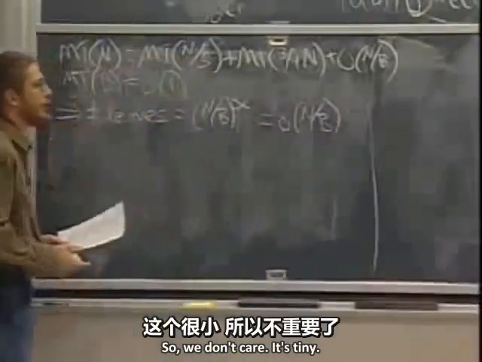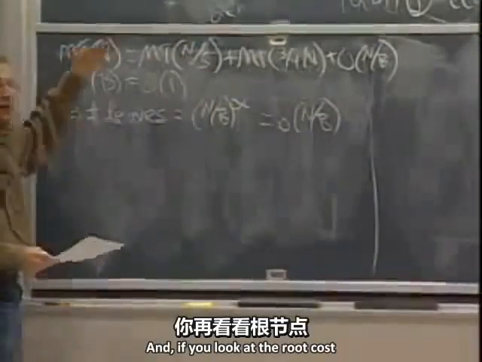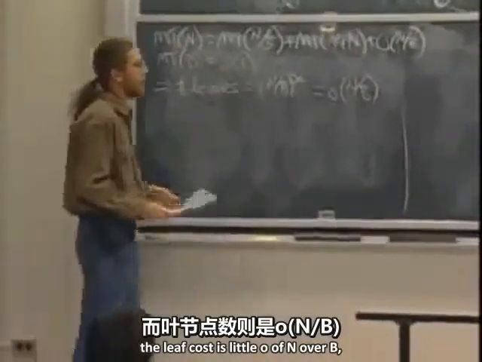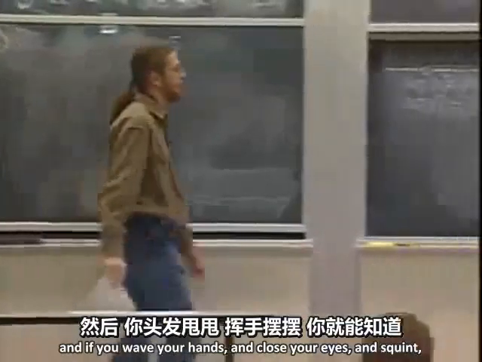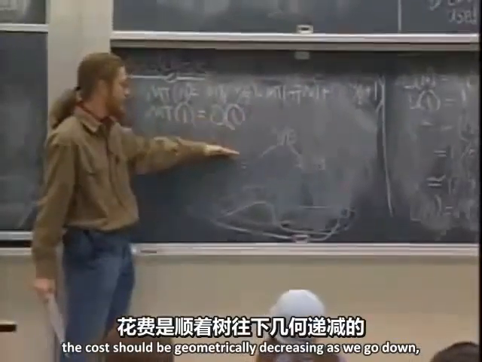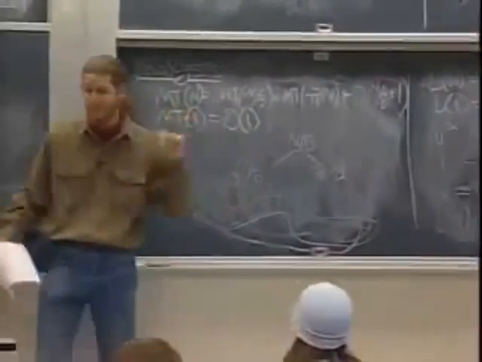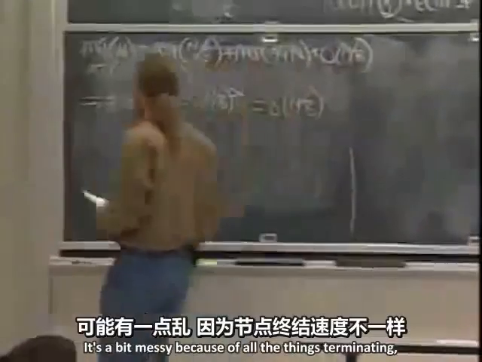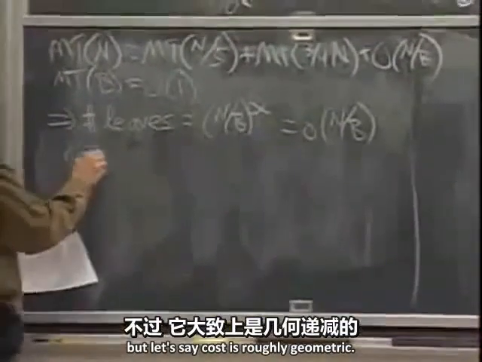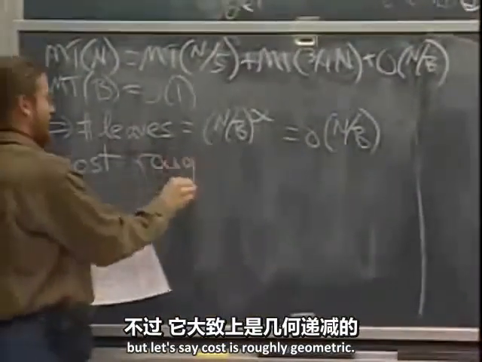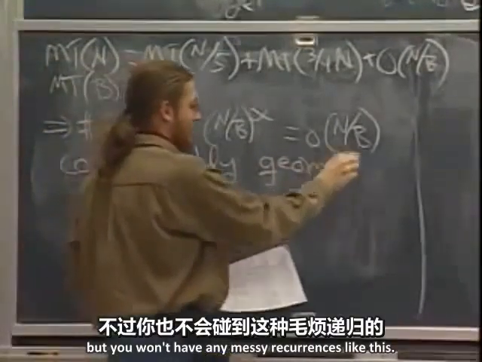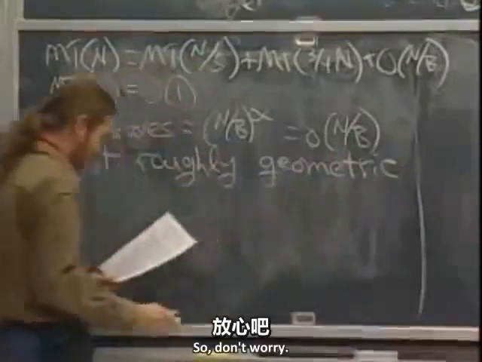It's tiny. And the root cost is n over b in the recursion tree. The leaf cost is little o of n over b. And if you wave your hands and close your eyes and squint, the cost should be geometrically decreasing as we go down, I hope, more or less. It's a bit messy because of all the things terminating. But let's say cost is roughly geometric. Don't do this in the final, but you won't have any messy recurrences like this. So don't worry.